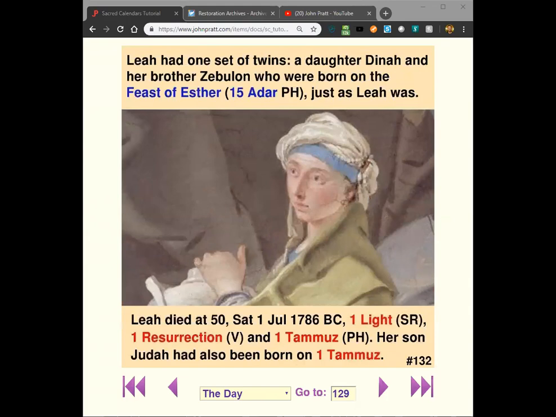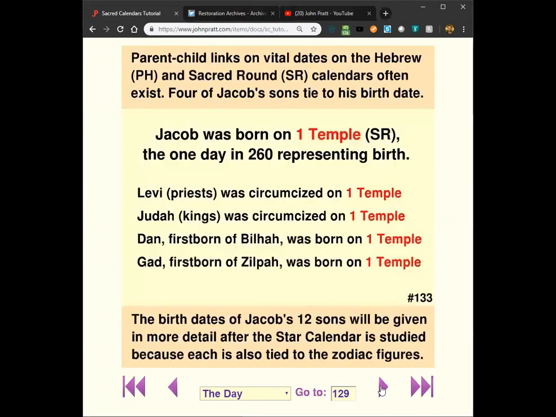Let's go to slide 133. Next slide. So this parent-child link thing is really important. This is one of the double checks when you know you have the right birthday, because they're not only on holy days in the right year, but the parent-childs will link together, the husband and wives will link together, and the children and their children will link together. So I've got here that parent-child links, and by link I mean that the parent and the child share the same date on one of the sacred calendars.